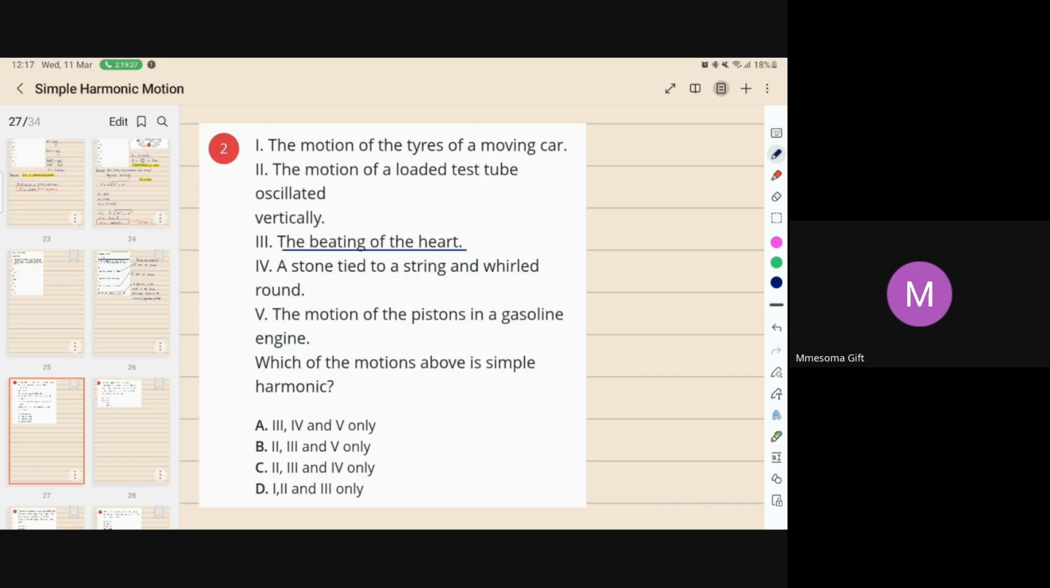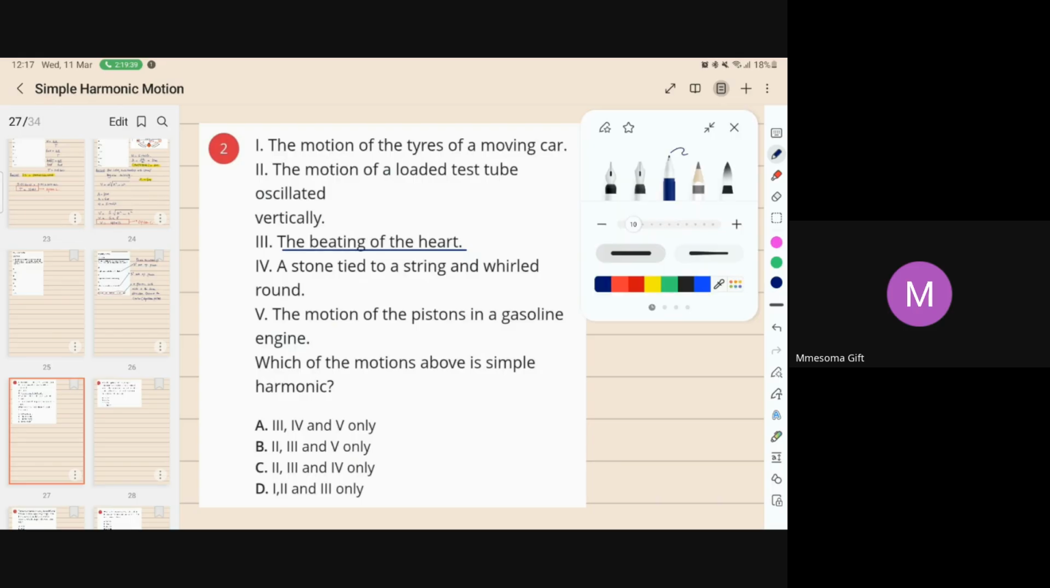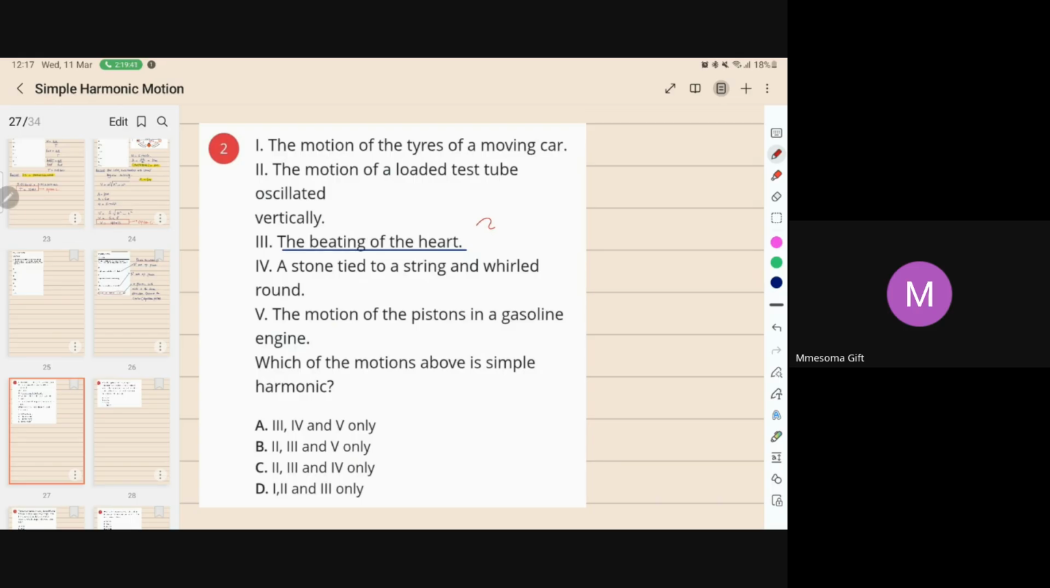All right. So the beating of the heart is a to and fro motion, so it's oscillatory motion. Now, a stone tied to a string and wheeled round, that one is circular motion. So this one is circular motion. Yeah, this is oscillatory. We agree. Here, this is circular because you are turning it around, right?